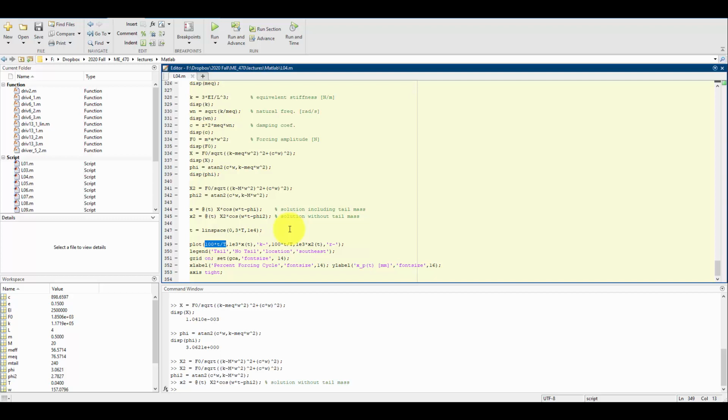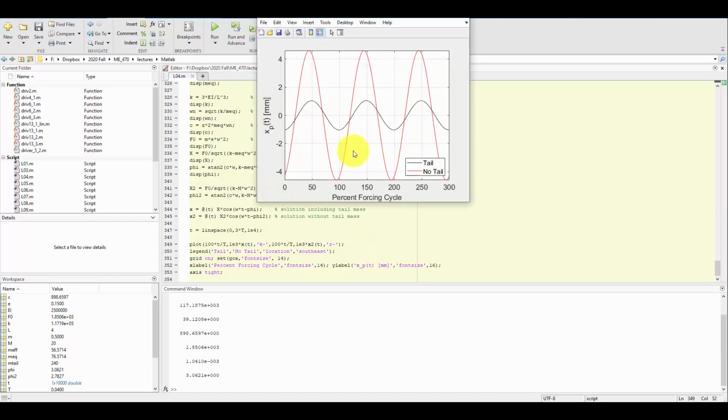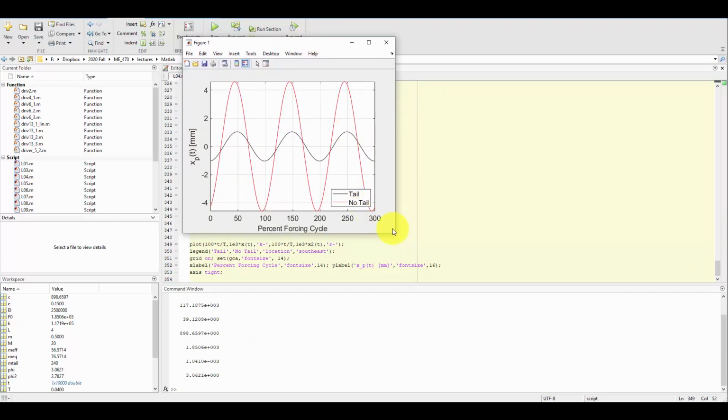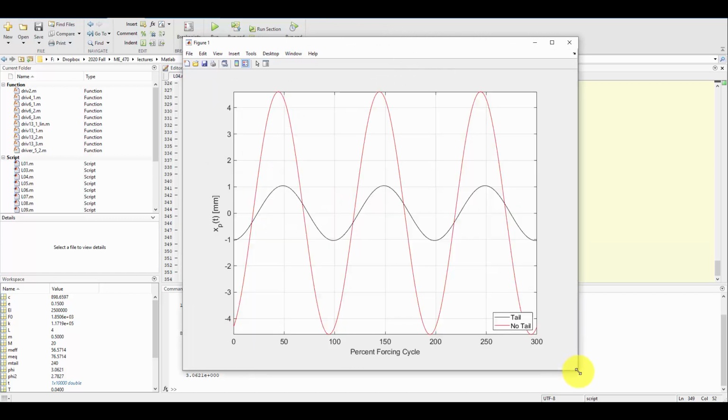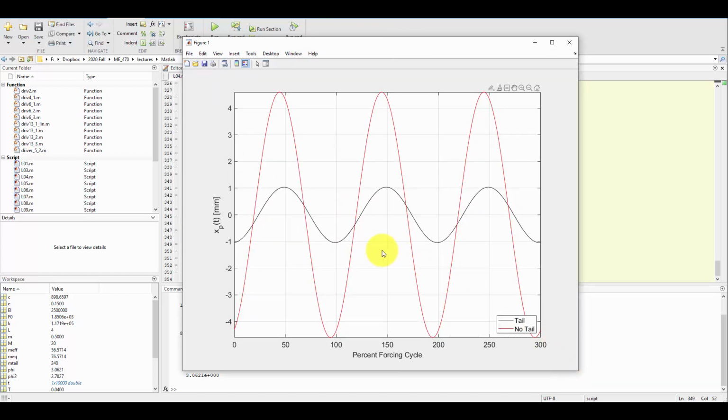And I'm going to plot my little x of t, which is taking into account the mass of the tail, and then x2 of t, where I am ignoring the mass of the tail, plotting them just versus each other. So running all of this, I get my two plots here. Red is no tail weight, meaning not accounting for the mass of the tail, assuming it's negligible. Black is when we do account for the mass of the tail.